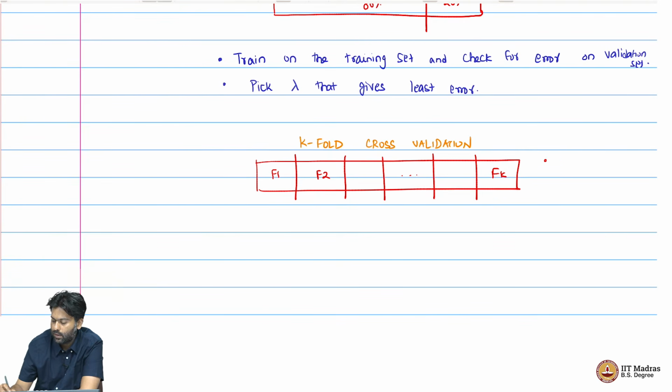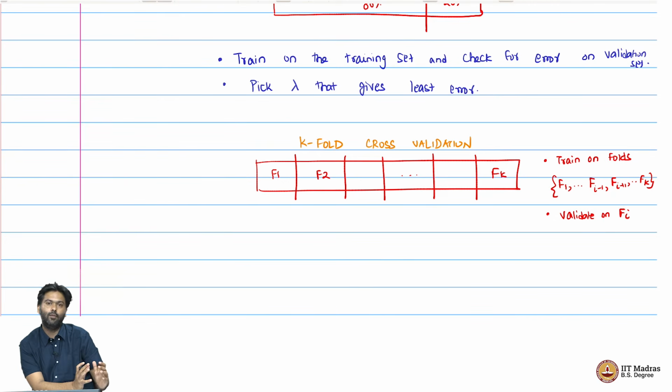Now, what you do is train on folds f1 dot dot dot f i minus 1, f i plus 1 dot dot dot fk, and validate on fi. So, you keep one fold aside for validation, train on the remaining for every choice of lambda, and validate on the fold that you have left aside. Because there are k folds, you can leave aside one fold at a time. So, there are k different training and validation sets that you can create.